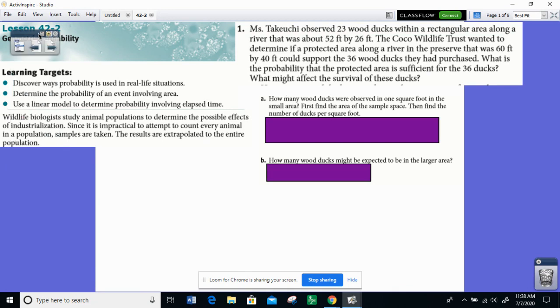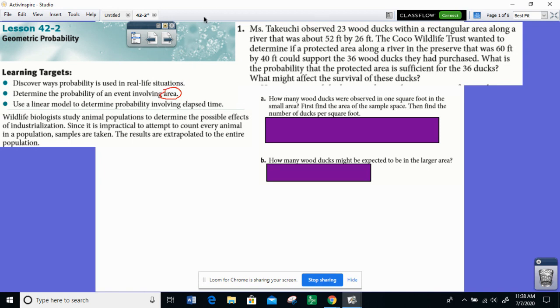This is Lesson 42-2, Geometric Probability. In this video, we're going to discover ways probability is used in real-life situations and also determine probabilities involving area and involving linear models. So this is on page 621.